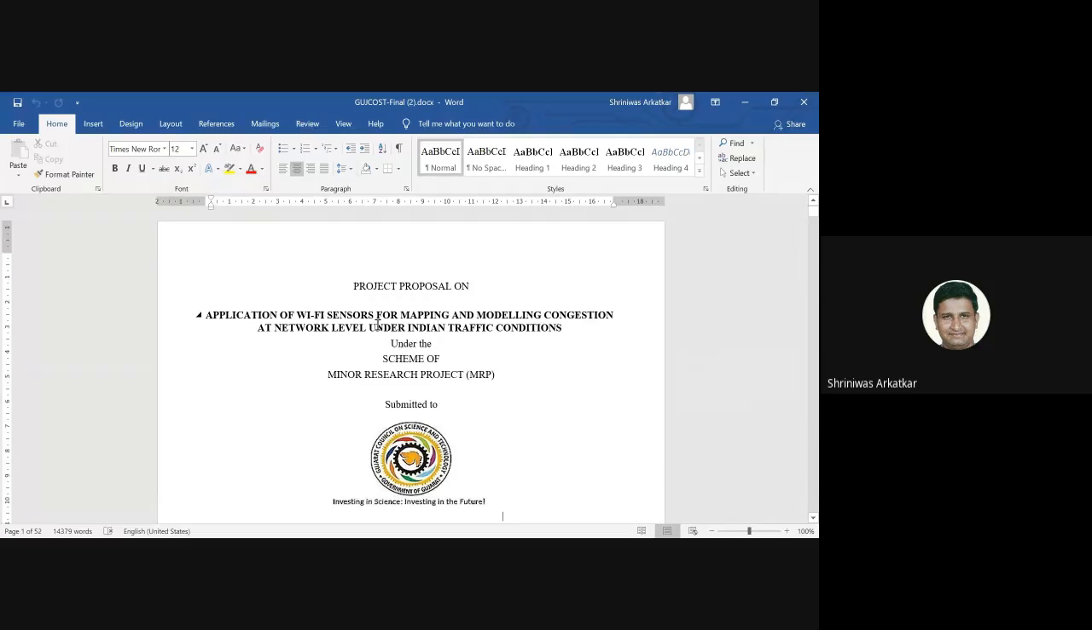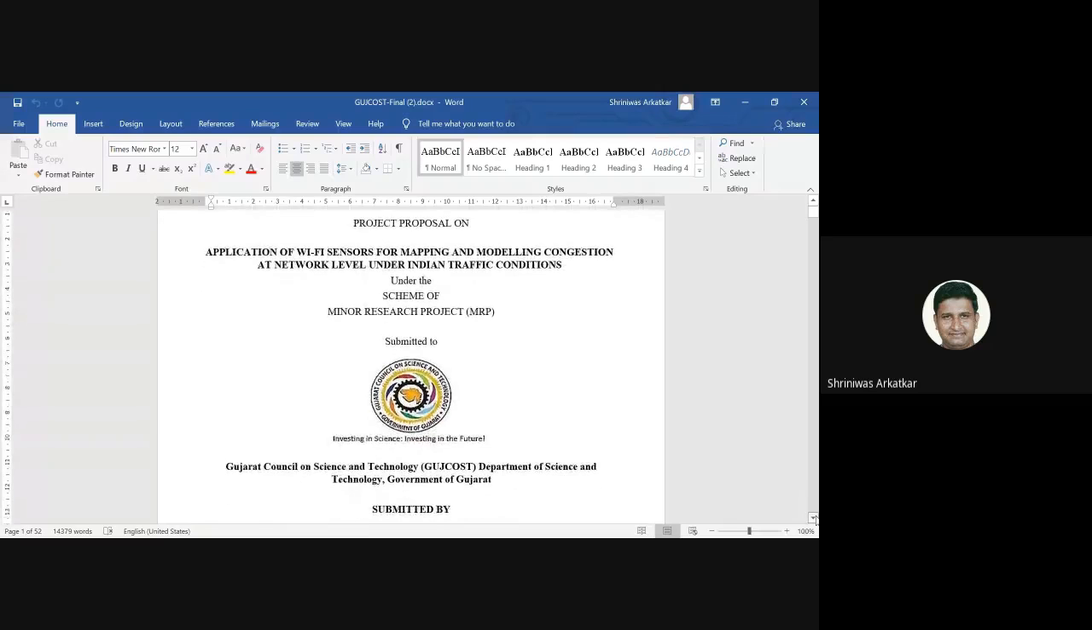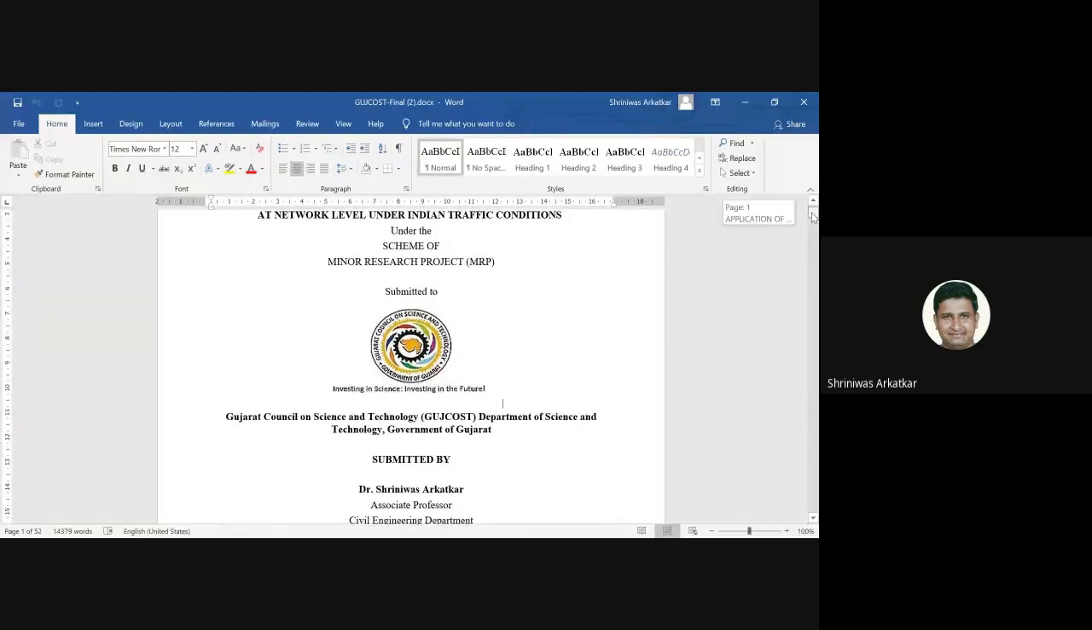Congestion you know very well, right? Then network level Indian traffic conditions you know very well, and they should be as crisp as possible, so that there is no ambiguity. That means it should be completely unambiguous, so that the meaning is quite clear to you. So this is the first thing which we should go for.